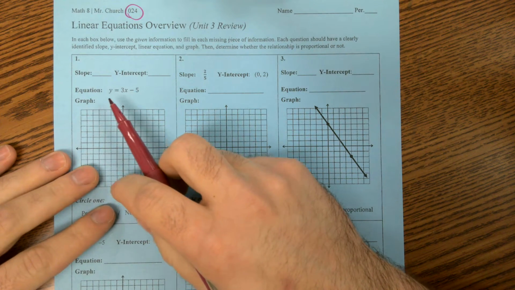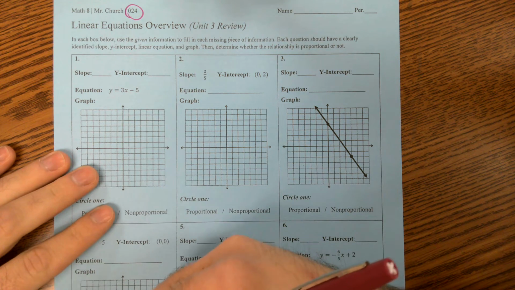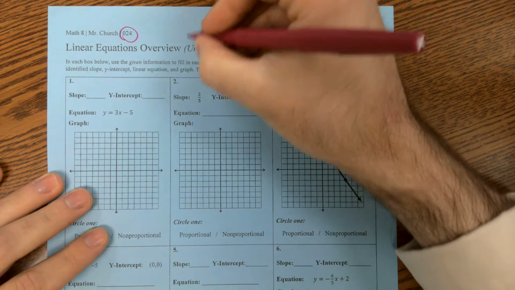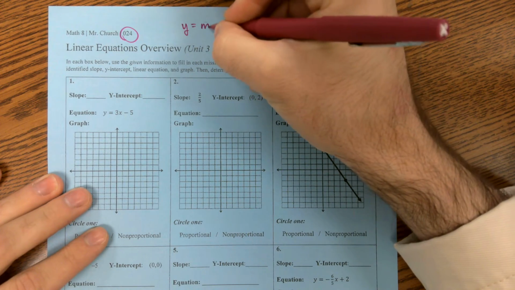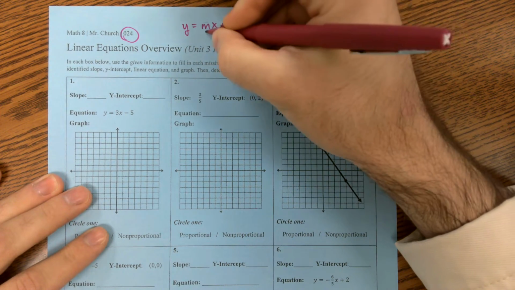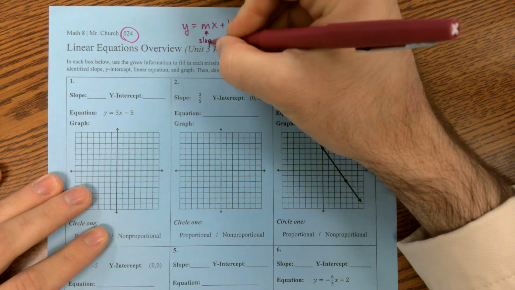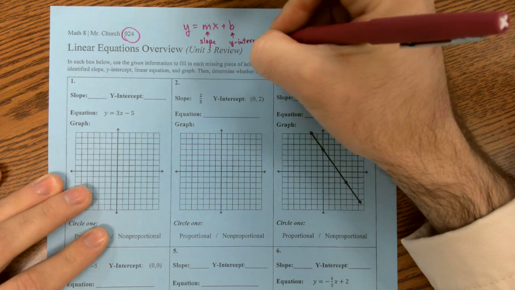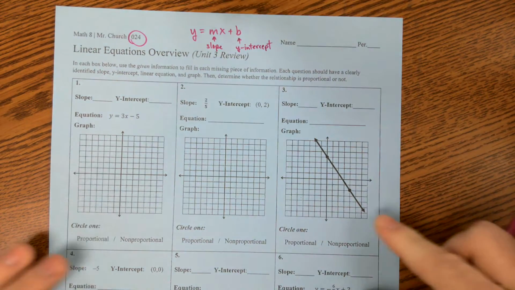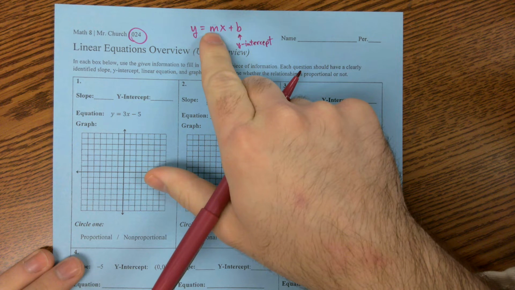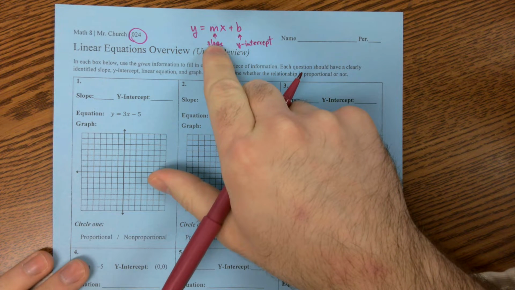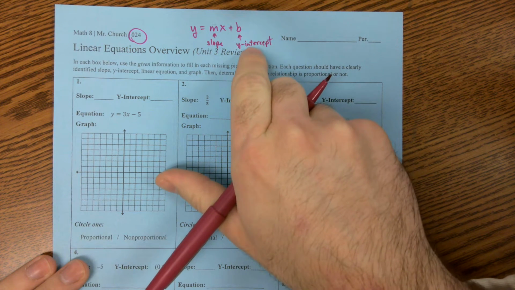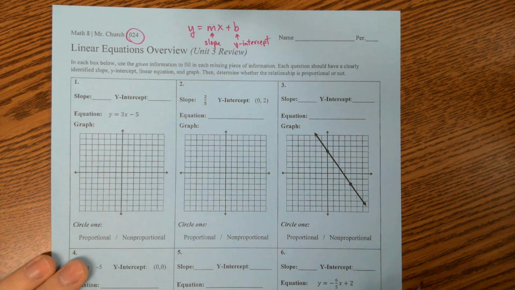Here we're given a linear equation, y equals 3x minus 5. So we know that our linear equation formula is y equals mx plus b, where m is our slope and b is our y-intercept. Whatever number we see in front of x in our equation, that's our slope, and whatever number we see added on to the end of our equation, that's our y-intercept.